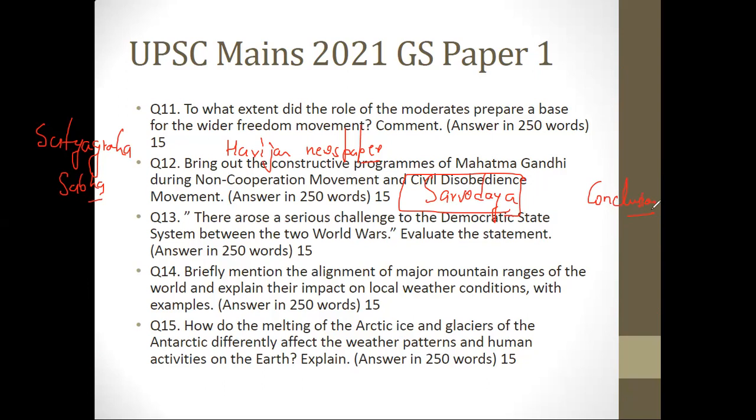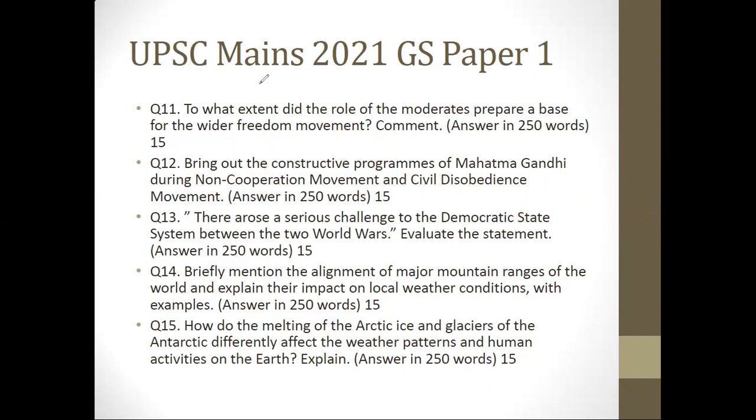Next question. There arose a serious challenge to the democratic state system between the two world wars. Now, understand one thing. What most of the people would have written here is serious challenges. The question is not talking about serious challenges. It is talking about a serious challenge. So you have to talk about the biggest serious challenge which happened between the two world wars. As a history optional guy, I can tell you so many points, but I have to confine myself here. And the biggest serious challenge here is totalitarianism.